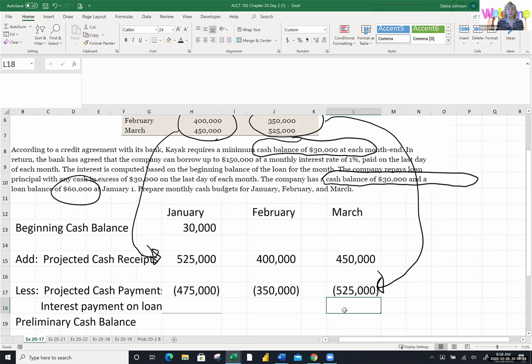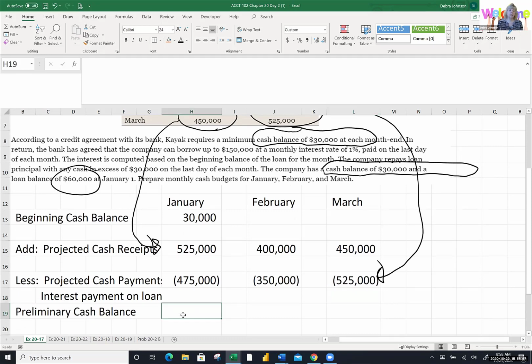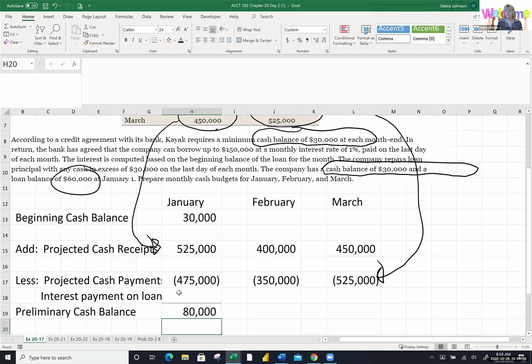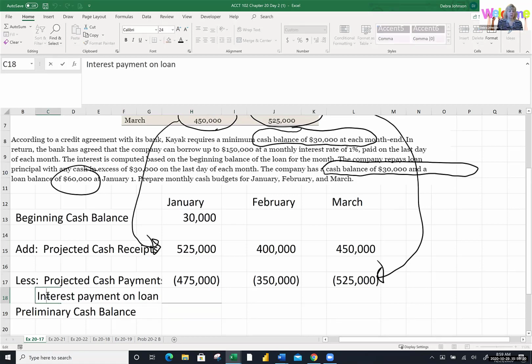And now I'm ready to run the numbers. So my preliminary cash balance for the end of January, I'm just going to foot this down. I'm going to sum up from the top to the bottom, or you can use your calculators. No, one thing I did forget, I forgot this interest payment. Remember what they told us it was going to be. In fact, I'm going to write it in. They said it was going to be 1% monthly. So before I sum that up, let me go get the payment on that loan.